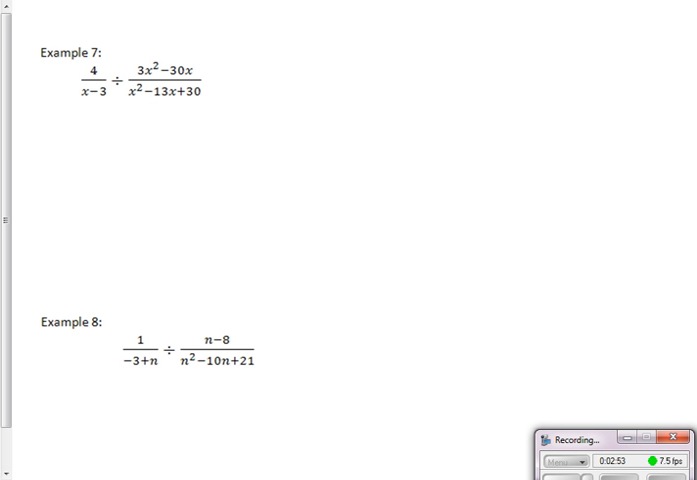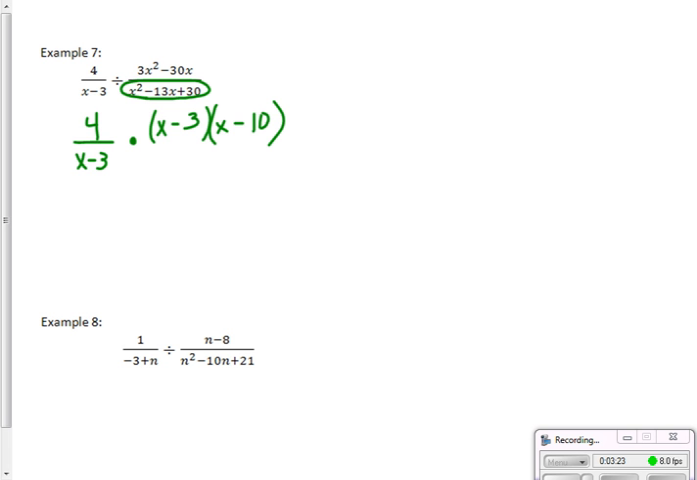Same situation here in 7. I'll have 4 over x minus 3. Instead of dividing, I'll multiply by that reciprocal. So this part will be my numerator. And when I move it to my numerator, the first thing I'm going to do is try to make this into 2 binomials. If possible, so I have an x and an x. We have minus plus. Minus plus would give me minus minus. So I would have 3 and 10, or 10 and 3. Really doesn't matter. They're interchangeable because they're both minus.